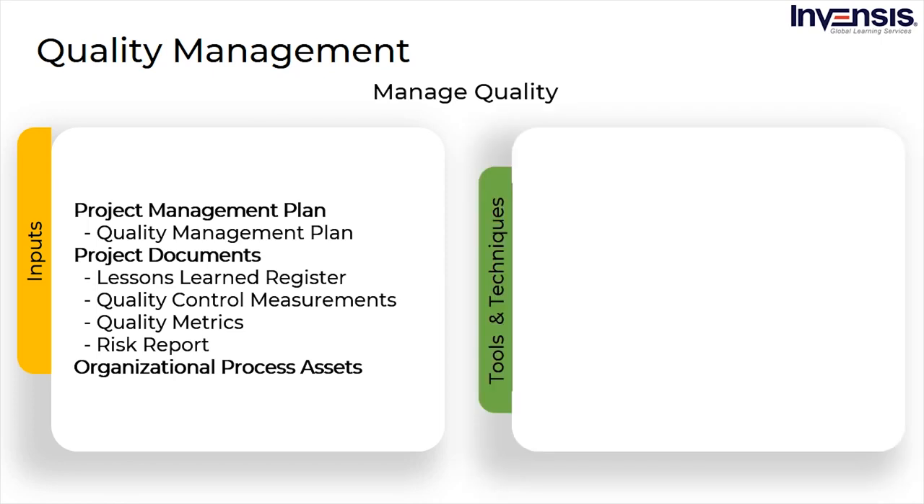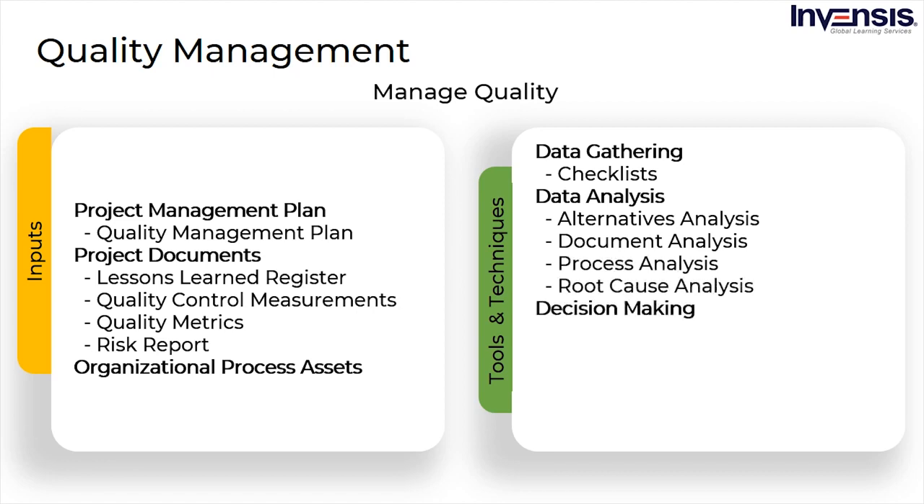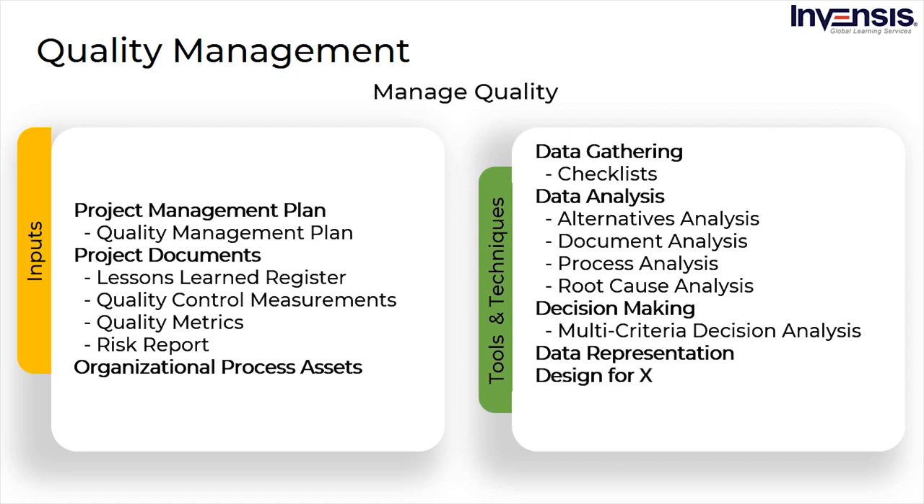Now coming to the tools and techniques, first, we have data gathering, which includes checklists. Then, we have data analysis, including alternative analysis, document analysis, process analysis, and root cause analysis. Next, we have decision making that includes multi-criteria decision making. Then, we have data representation, including activity diagrams, cause and effect diagrams, flowcharts, histograms, matrix diagrams, and scatter diagrams. Then, we have audits, designs for X, followed by problem solving and quality improvement methods.